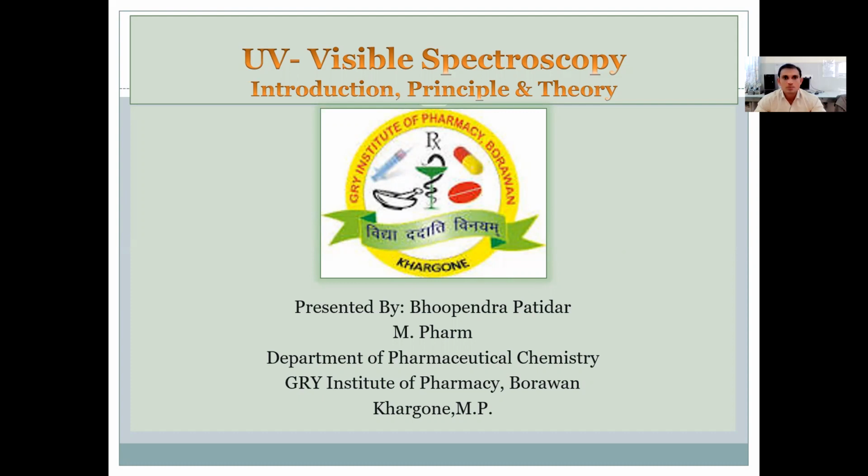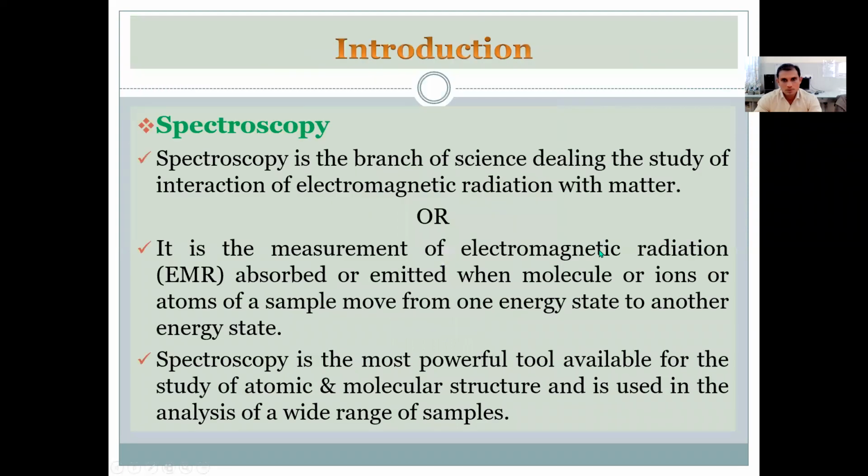Good morning, students. Today we are going to discuss UV visible spectroscopy. In that, different kinds of spectroscopies will be used for the determination of different types of components. What is spectroscopy? Spectroscopy is the branch of science dealing with the study of interaction of electromagnetic radiation with matter.